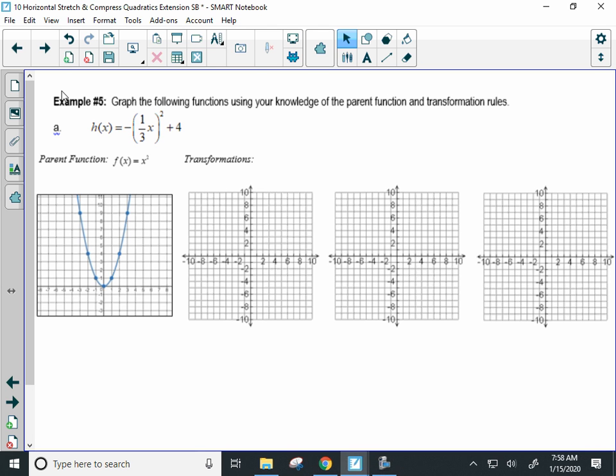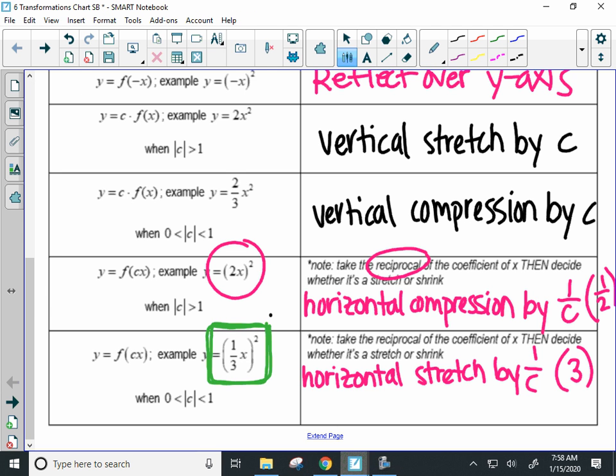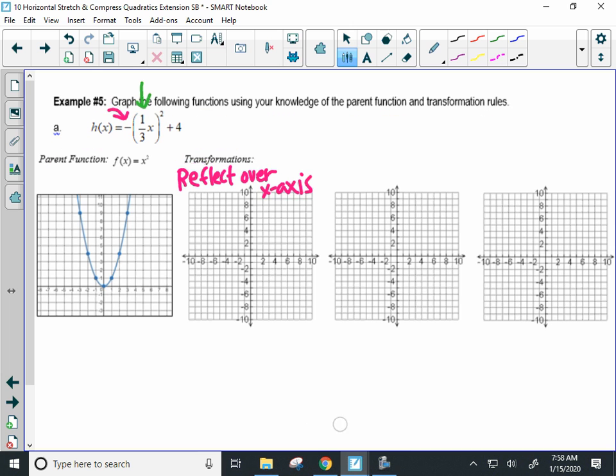All right, so the first thing we have to do is identify the transformations. So let's see, I have a minus out in front here, which means I'm going to reflect over the x-axis. And that's the first transformation I'm going to do. The next thing I see is a 1/3 inside the parentheses. If I look at the transformations chart here, it's the bottom little green box. 1/3 is less than 1, which means we have a horizontal stretch by the reciprocal of 1/3, which is 3. And then the last thing we'll have is a +4 on the end, which means your graph is going to go up 4.